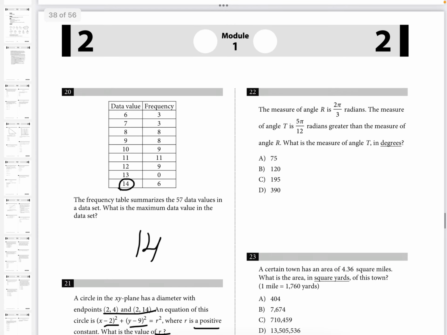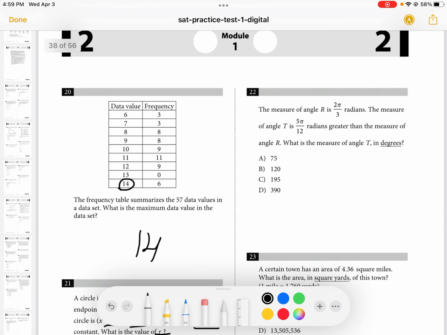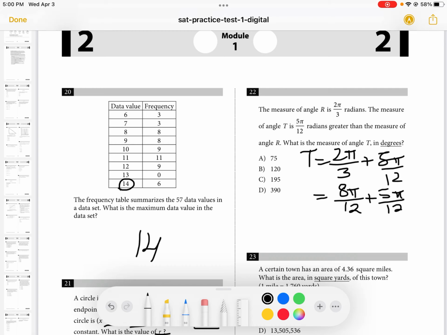Number 2. The measure of angle R is 2 pi over 3 radians. The measure of angle T is 5 pi over 12 radians greater than the measure of angle R. What's the measure of angle T in degrees? Okay, so T is equal to 2 pi over 3 plus 5 pi over 12. That's equal to 8 pi over 12 plus 5 pi over 12, which is equal to 13 pi over 12.